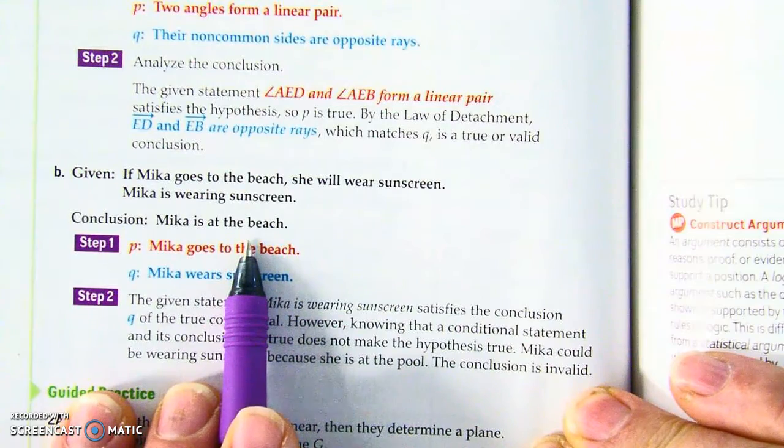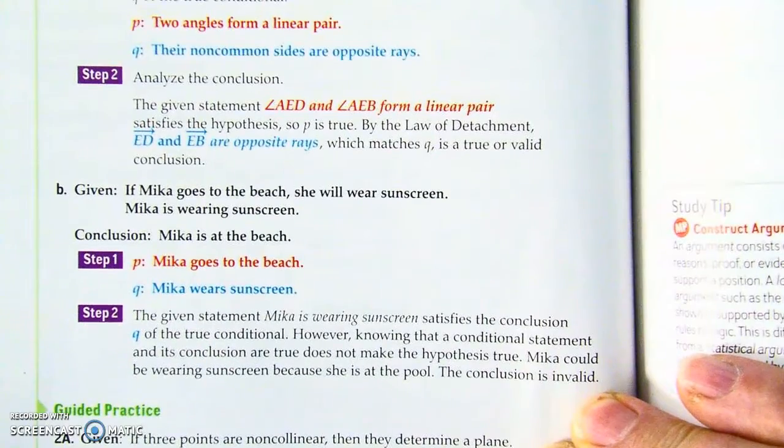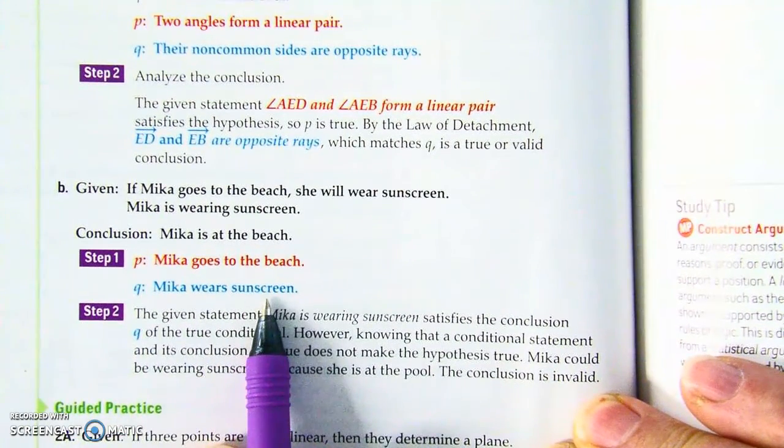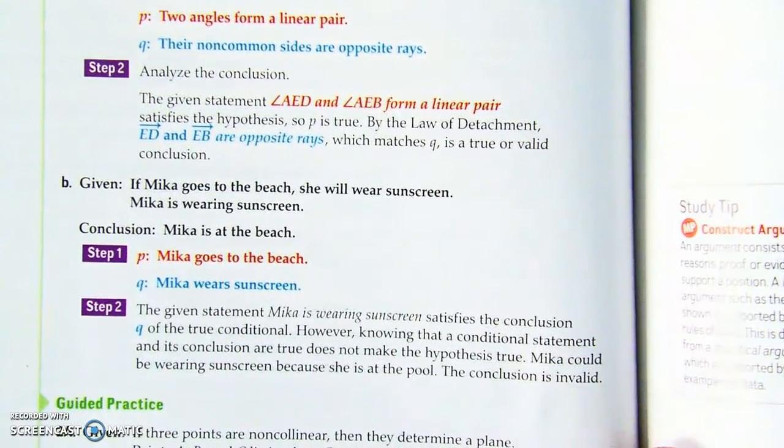You could go to a sporting event, or you could go to an outdoor event of some kind, and it would not necessarily be just because she's at the beach. That means she wears sunscreen, because you can wear sunscreen at a lot of different places. So that's why this would make this invalid.